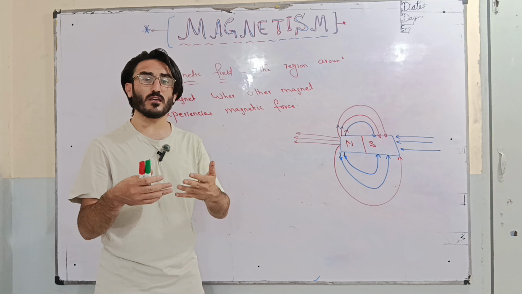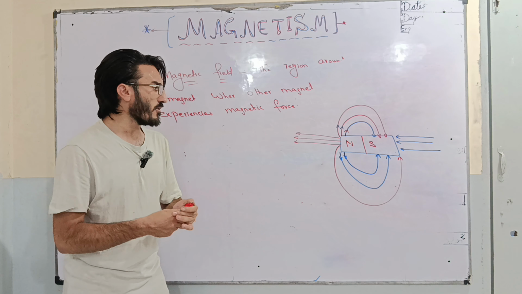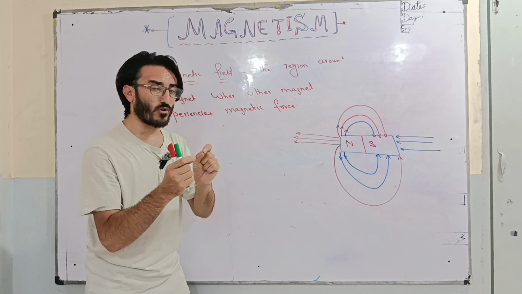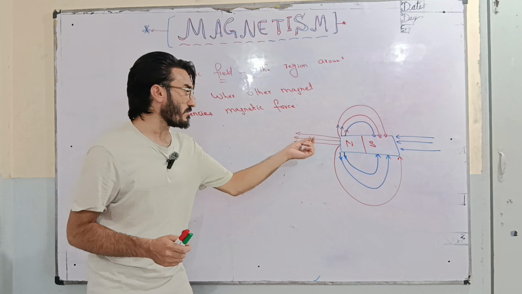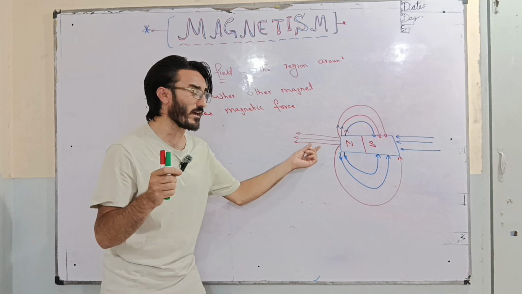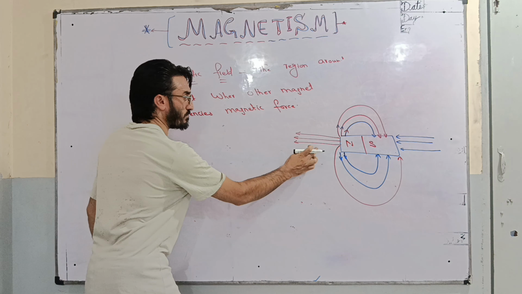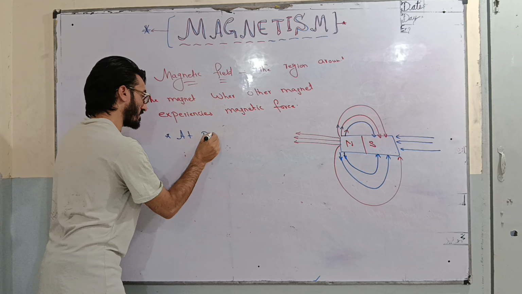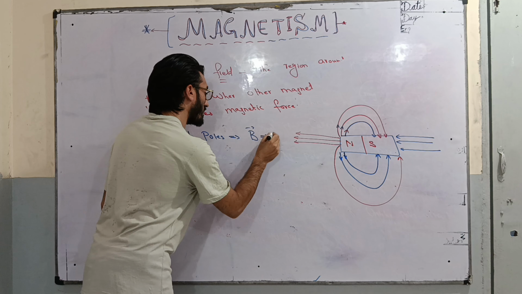Now how can we find out the magnetic field strength or intensity? We can find out the magnetic field intensity by using magnetic field lines. If the magnetic field lines are very uniform and very close to each other, it means that the magnetic field intensity is very strong. At poles the magnetic field strength B is strong.